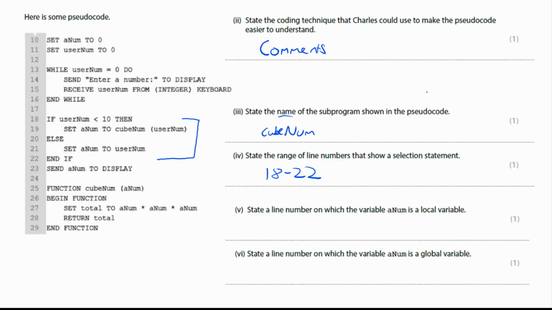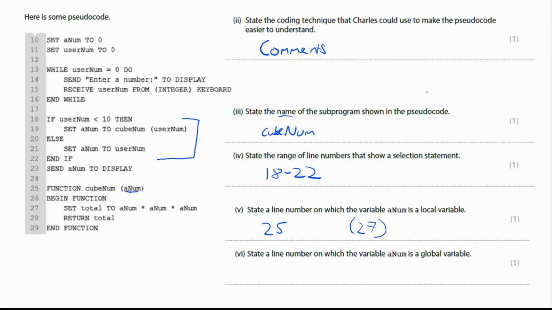We then have to state the line number on which a variable anum is a local variable. Well, anum is first assigned up here, where it's a global variable, and then it's used in this branching statement, but it's still using anum as the global variable. But you can see here that it's getting passed into this function as a parameter. So this is where it's getting used as a local variable first. So 25 is correct, but it's also being used in line 27. So you could also write line 27. Because this anum here is now not this anum, it's now using whatever's being passed in.